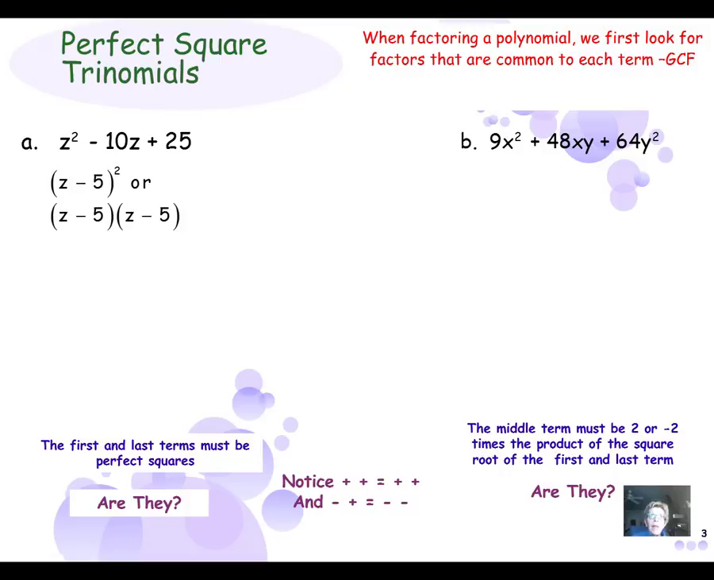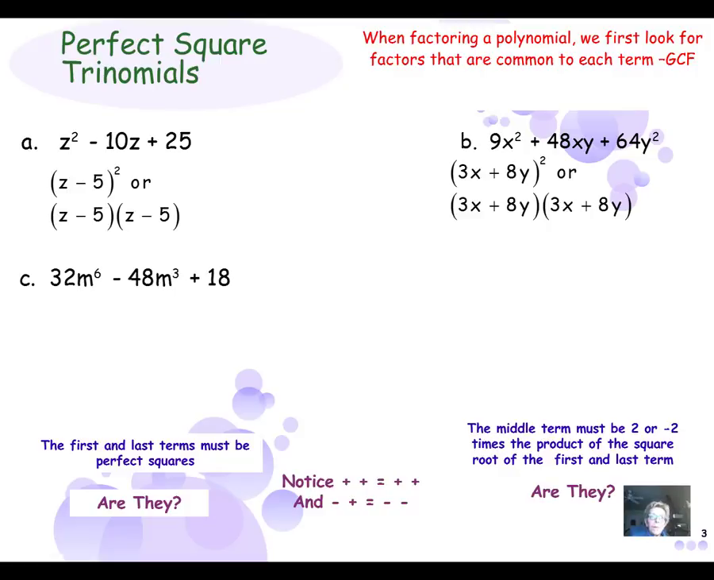Letter B. Is the first term a perfect square? 9x squared, yes it is. 64y squared, a perfect square. And is 48xy 2 times, or negative 2 times, the square root of each end? It is. So that factors into the quantity of 3x plus 8y, that quantity squared.